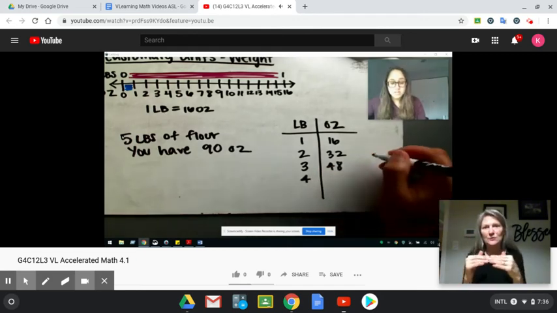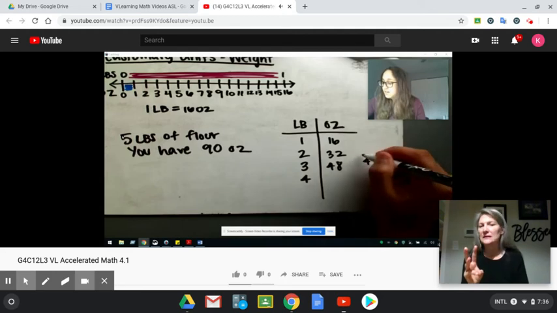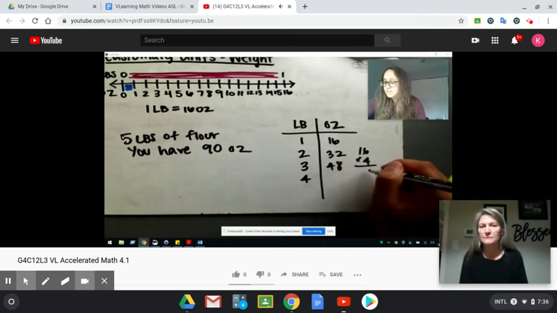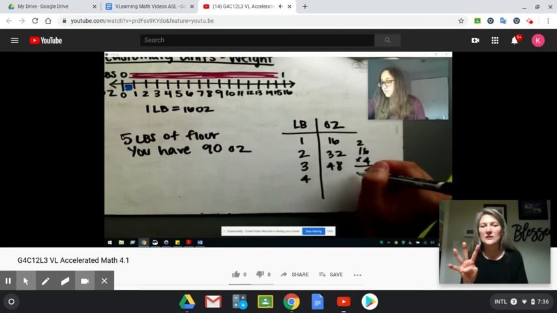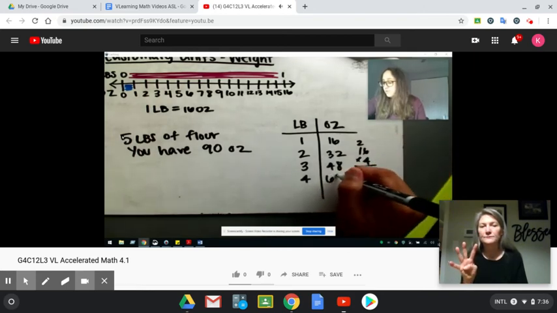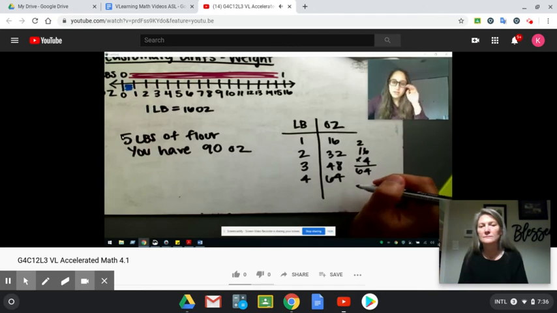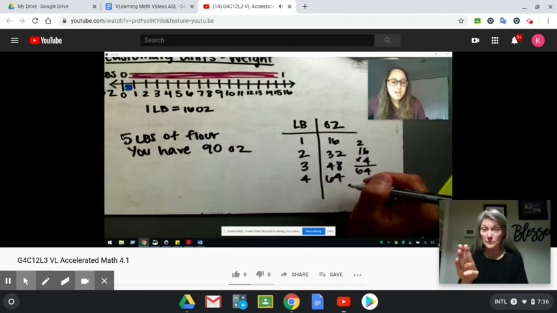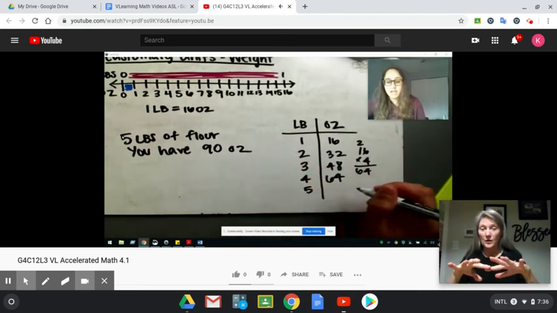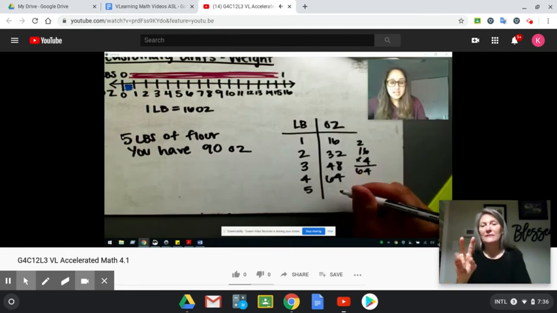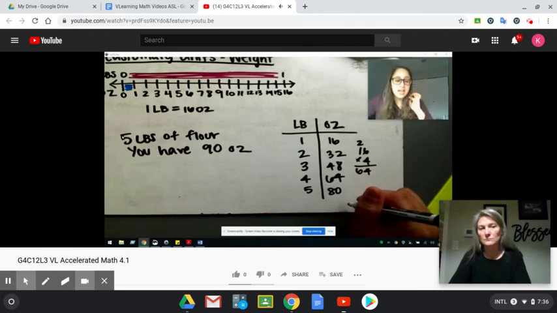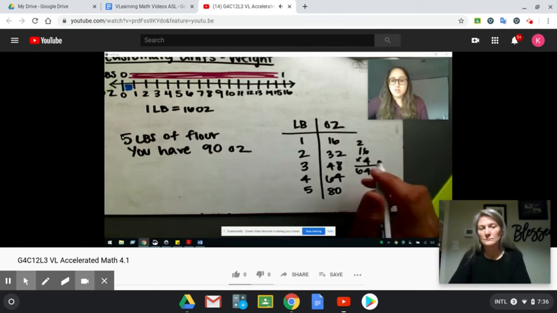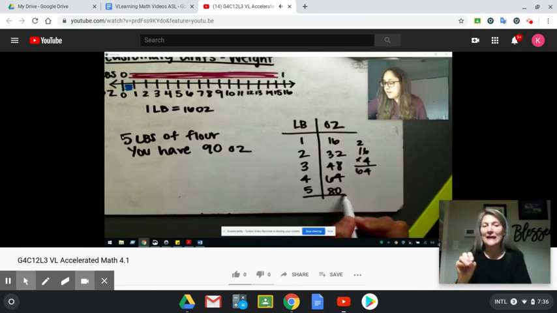4 pounds, 4 times 16. If I need to do that, I can go off to this side. 6 times 4 is 24. 4 times 1 is 4, plus 2 is 6. So 4 pounds has 64 ounces. Let's keep going. For 5 pounds, I multiply by 16 again, or I can add 16 to 64, and I will get 80 ounces. So in 5 pounds, there are 80 ounces.